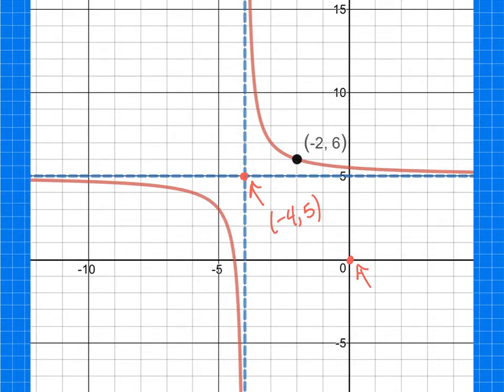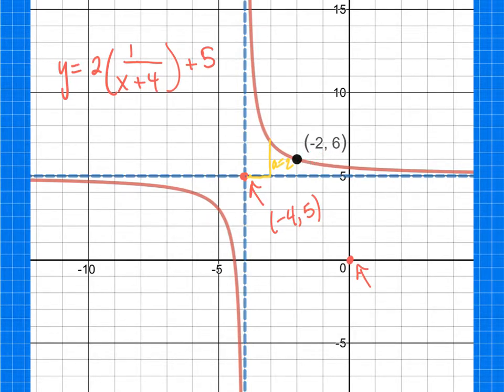So now we need to look at our a value. From the locator point, we go over 1 and we go up 2, which means a equals 2. So our equation is going to be y equals 2 times 1 over x, and it would be minus negative 4, because it's always x minus h, and h is negative in this case. Instead of putting that minus negative 4, I'm going to write it as plus 4. And then our k value is 5, so plus 5.